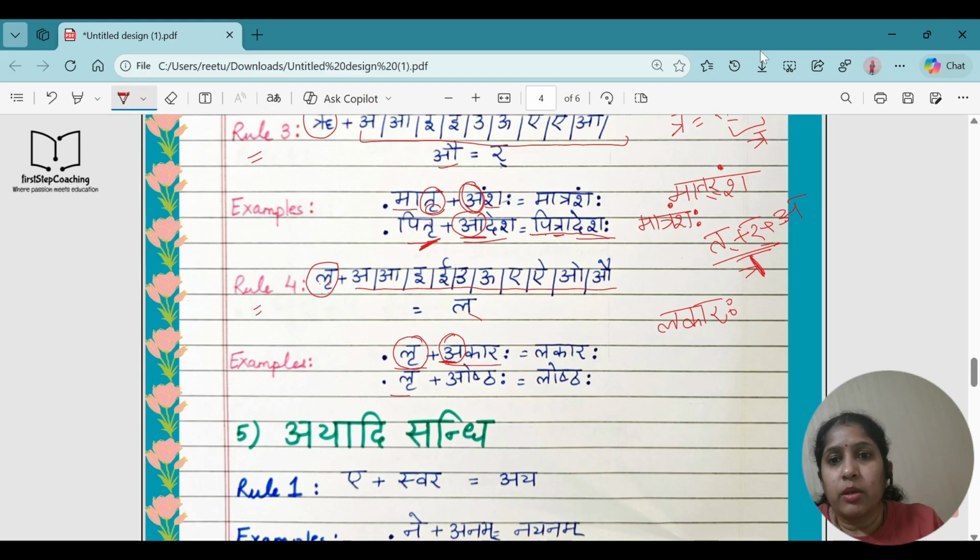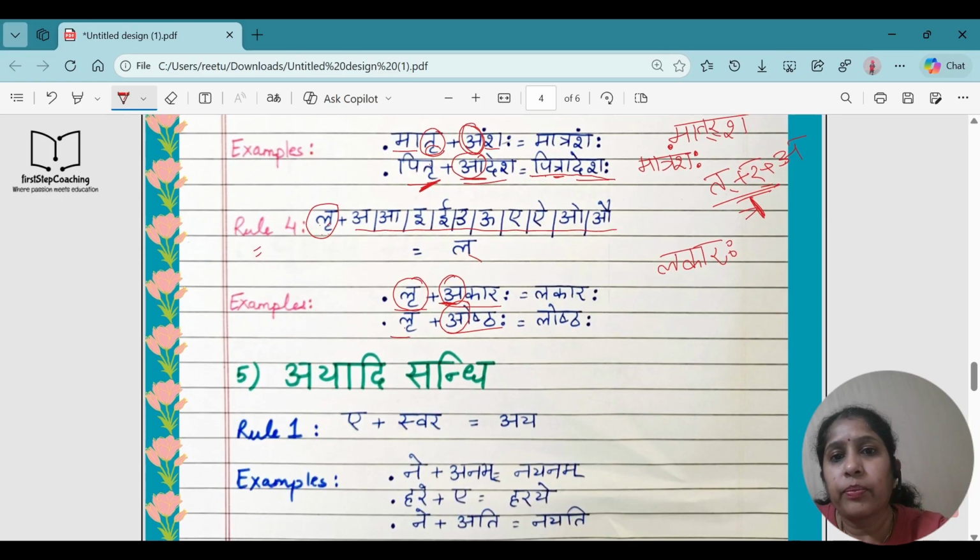Same way, if you have Ru plus Oshtaha, so Ru became La and La is taking this matra, O. So it became Lo Shtaha. Just at the joining point, at the junction, the changes are going to be there. The rest of the words are going to be same. Fine. I hope Yan Sandhi was clear to all of you.